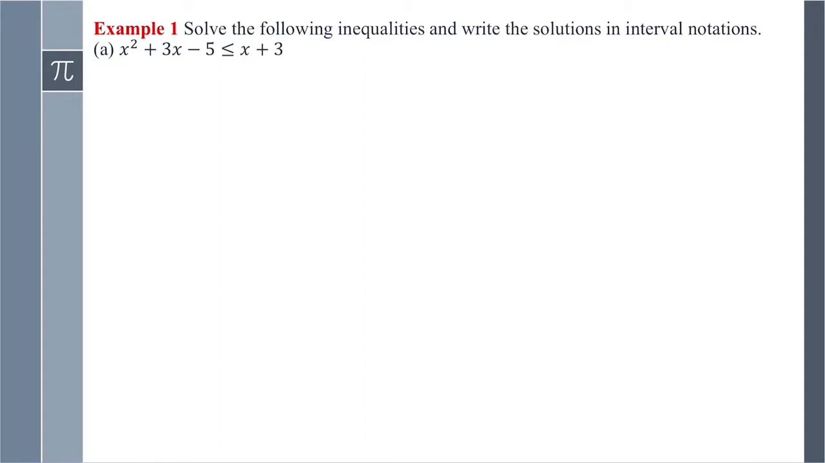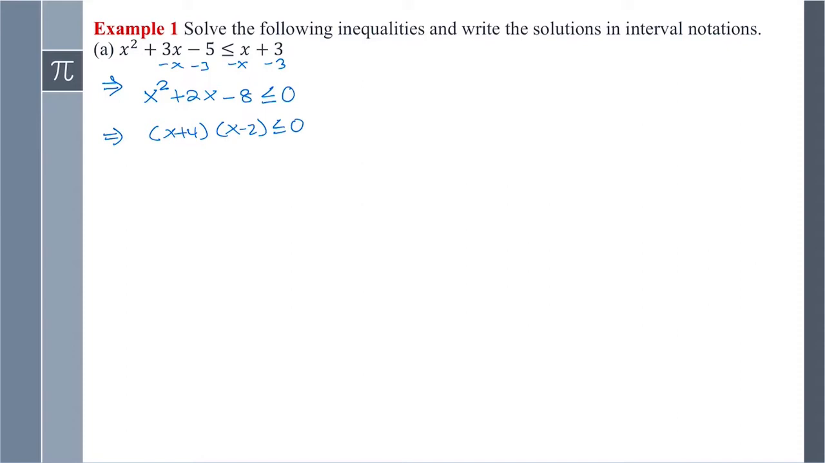So here is a quadratic inequality. The first thing is we'll make 0 on the right hand side and bring everything on the left hand side. So let's go ahead and do that. For that we are going to subtract x from both sides, and then we'll subtract 3 from both sides. When we do that, we get x squared plus 2x minus 8 is less than or equal to 0. Let's go ahead and factor this one because we can factor this easily. So we get (x plus 4) times (x minus 2) is less than or equal to 0.